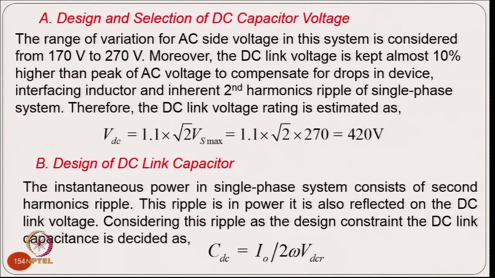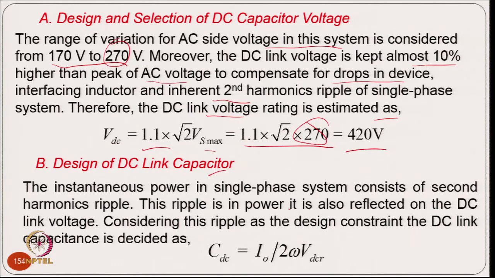Coming to the design and selection of DC capacitor voltage. The range of variation of AC side voltage for this system is considered from 170 to 270 volt, and the DC link voltage is almost 10% higher than the AC voltage to compensate for the drop across the devices and interfacing inductor and the second harmonic ripple in a single phase system. Therefore, the DC link voltage is selected as 1.1 into root 2 into the RMS voltage. Putting the value 1.1 root 2 into 270, the maximum voltage, it comes to 420 volt.